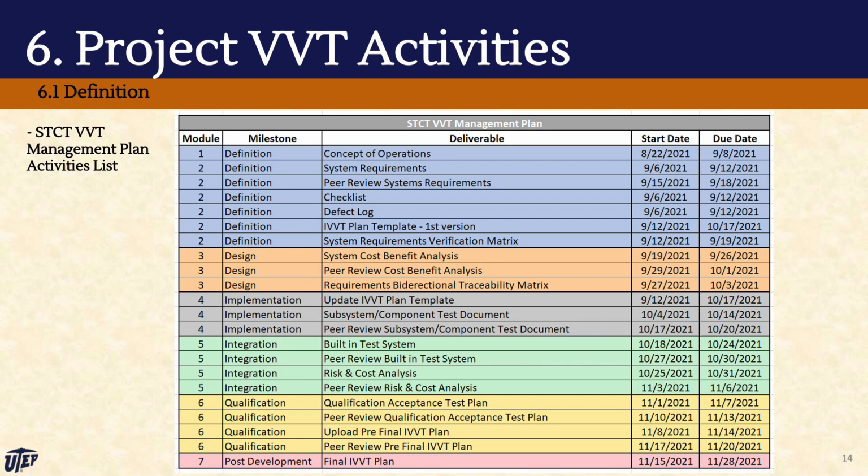Here we have the STCT VVT management plan, which identifies a list of VVT activities, milestones, and reviews we will be conducting and documenting from the definition stage to the post-development stage of the STCT project. We identified the module number and the milestone stage, the activity it was conducted in, the date each activity was initiated, and the due date each activity needed to be completed by.